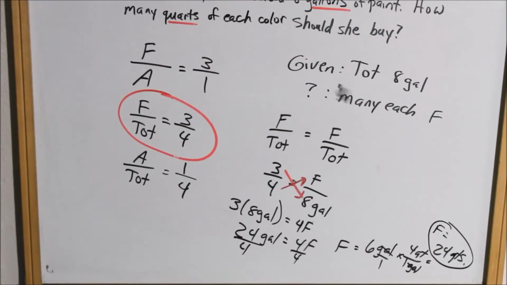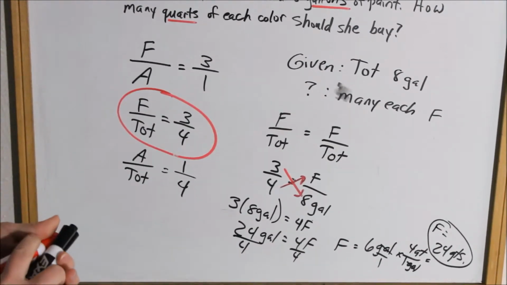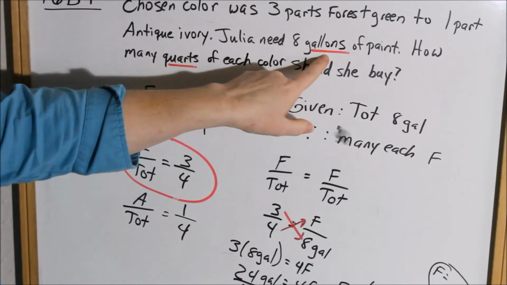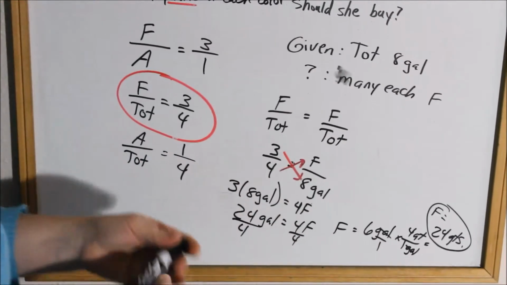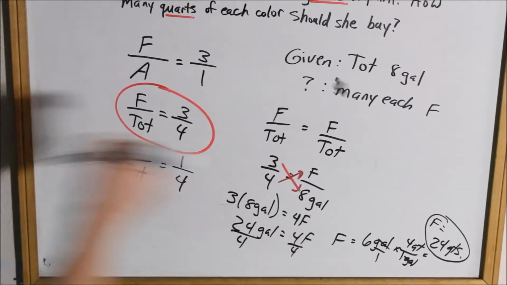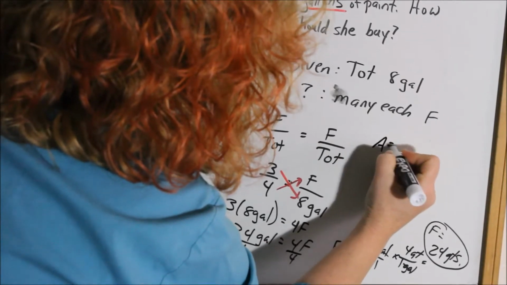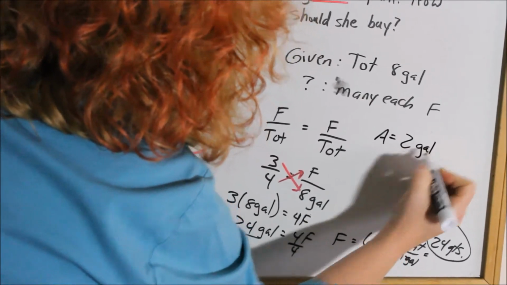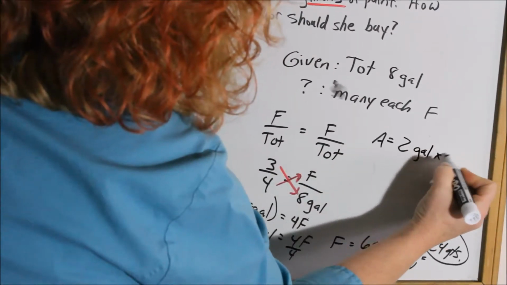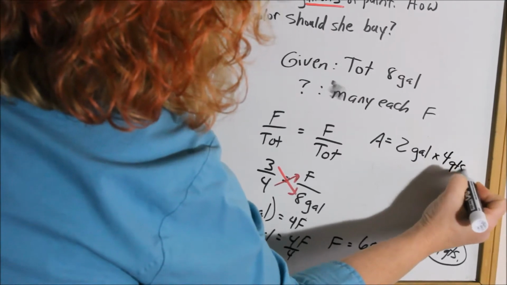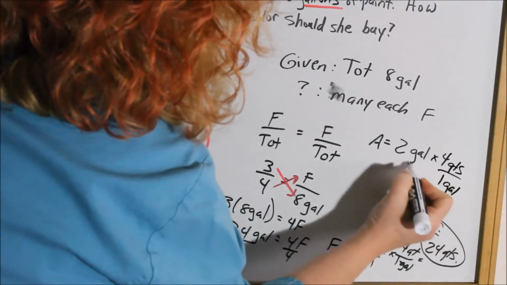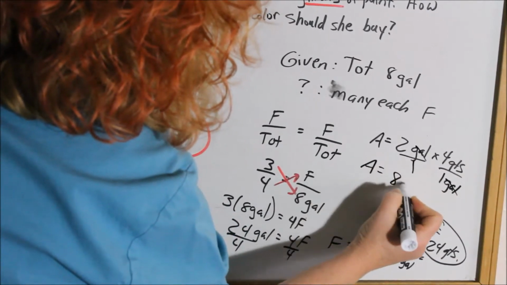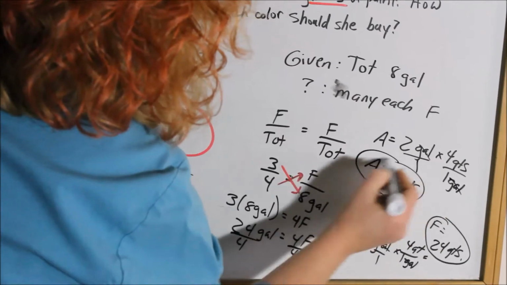But the problem is also asking how much of the antique ivory we need. Well, if we knew that there was a total of 8 gallons to begin with, and 6 of those gallons were forest green, then we know that 2 of those gallons is antique ivory. So antique ivory is 2 gallons, because I did 8 gallons minus 6 gallons. But I need to turn that into quarts. So you multiply it by 4, because there are 4 quarts in a gallon. Gallons cancel. And so for the antique ivory, you end up with 8 quarts.